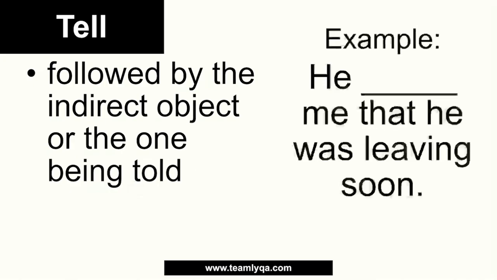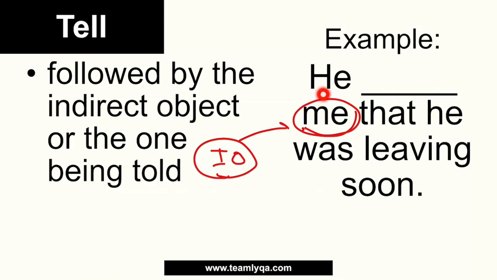But if you notice, ang kadugtong nung blank is the word me. Like yung first example natin kanina, sino ba ito? This is the IO or yung pinagsasabihan nung statement. So, sino sinabihan niya? Si me. Ano yung sinabi niya? He was leaving soon. Okay? So, kapag kasunod na kasunod yung pinagsasabihan, it becomes told. He told me that he was leaving soon.